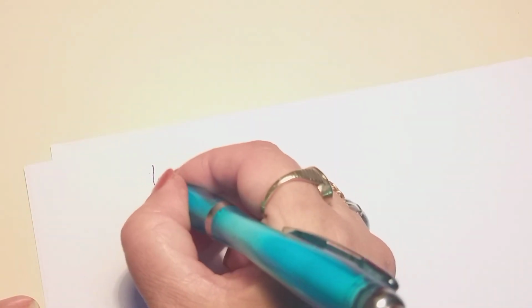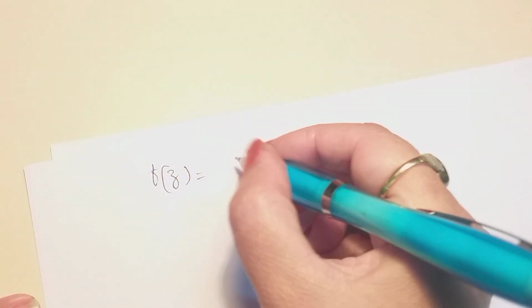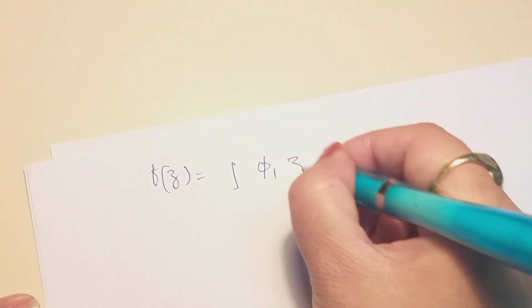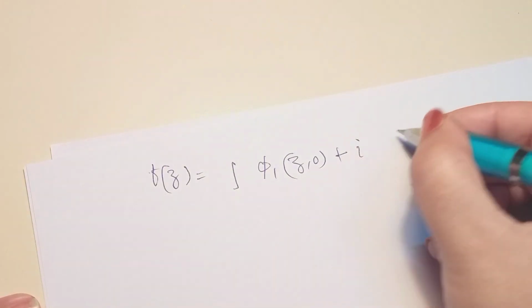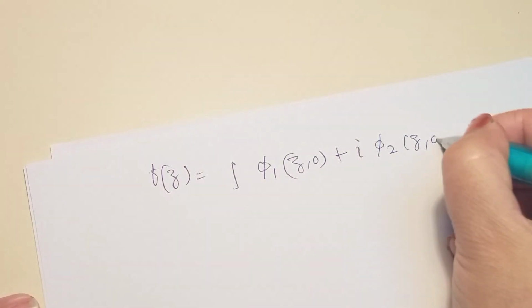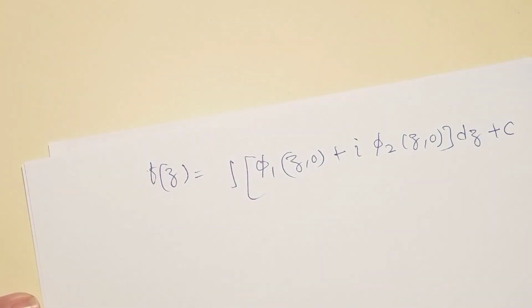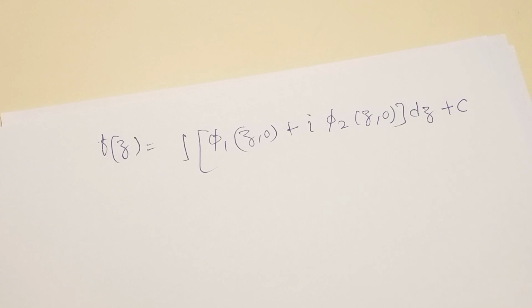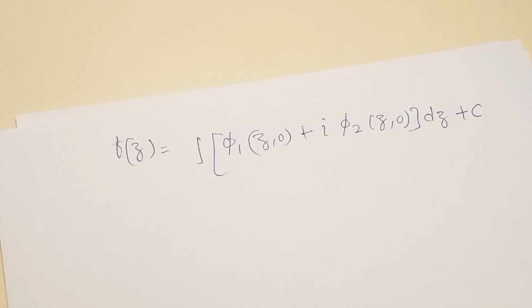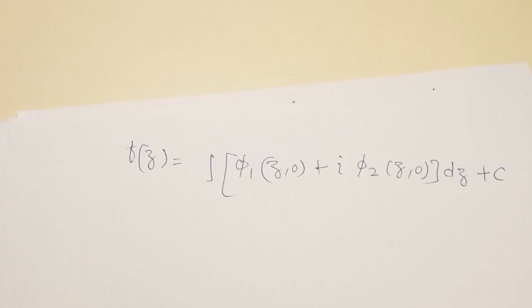Okay. So on integrating this function, we will get our function fz. So fz will be integration of phi 1 z0 plus iota phi 2 z0 dz plus c. Okay. So in this way we can find our analytic function. Now we see some examples based on this Cauchy-Riemann condition. Right. We take our first problem.